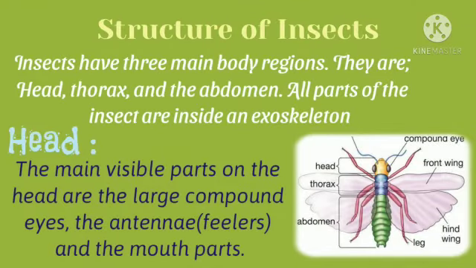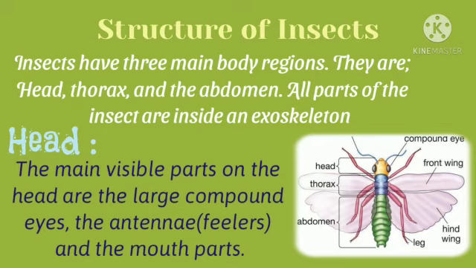Structure of insects. Insects have three main body regions. They are head, thorax and the abdomen. All the parts of the insects are inside an exoskeleton. So what are the three parts in insects? Head, thorax and abdomen. First we will see about head. The main visible parts on the head are the large compound eyes, the antennas, that is feelers, and the mouth part. These are in the head part.